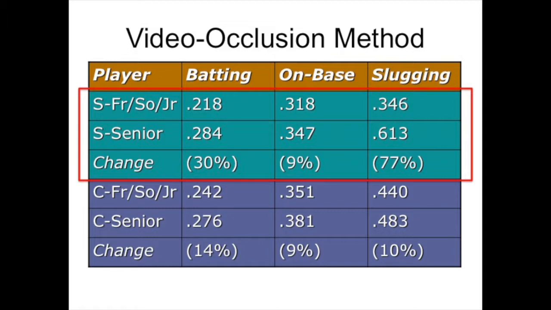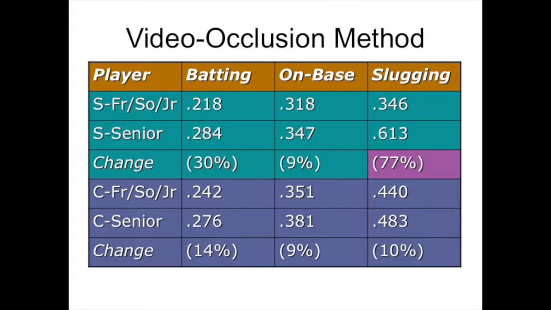So her senior year, her slash line was .284, .347, and .613 slugging. Now, when I'm saying it's a 30% increase in batting average, I'm not saying that it's 30 points. Obviously, it's 60-something points. It's 30%, almost a third higher. 9% higher for the on base, which, if you're doing the math along with that, you'll think, well, that's less than the batting average.